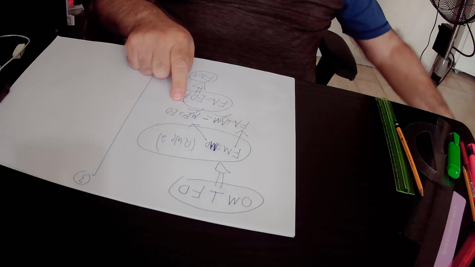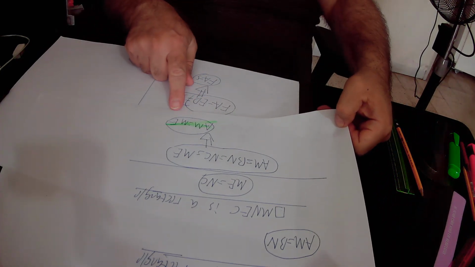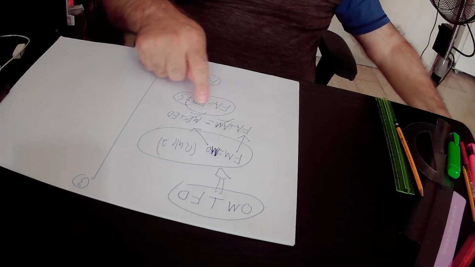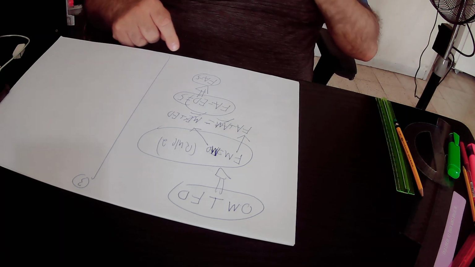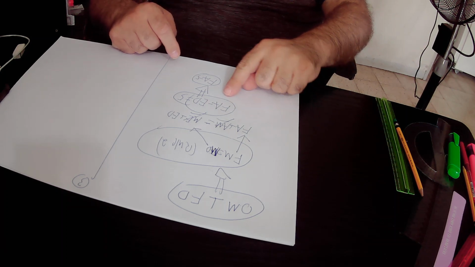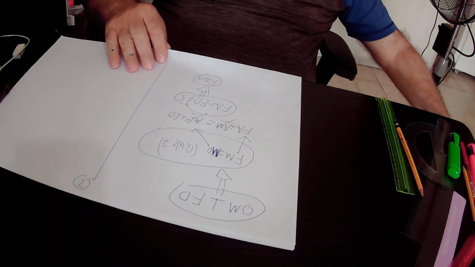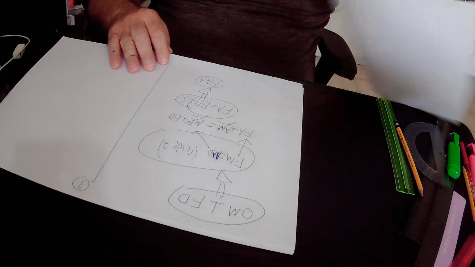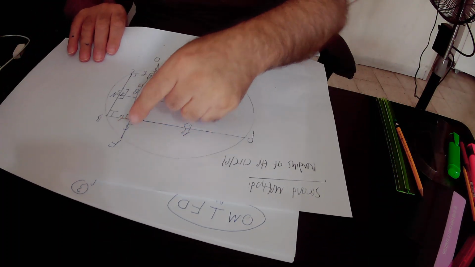But because we have already found out that AM equals ME, we can cancel AM and ME. Why? Because they are equal to each other. So we are left only with FA that is equal to ED. Here, line segment FA equals ED.